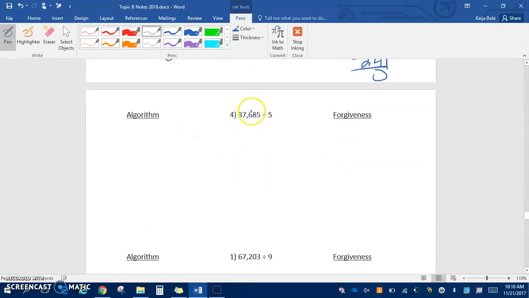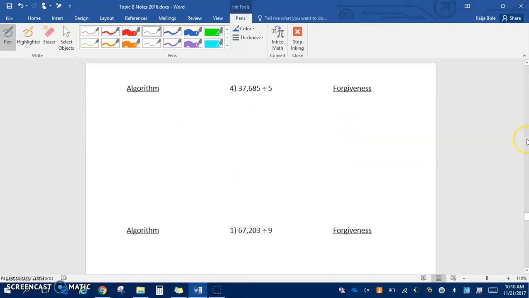Alright. So on this next page, I only want you to try number 1. Alright, try number 1, and I'll tell you that your answer should be 7,537 in the end. Alright, try out the algorithm and the forgiveness method. Go ahead and look back at your notes, and then we will go over some more practice problems in class.